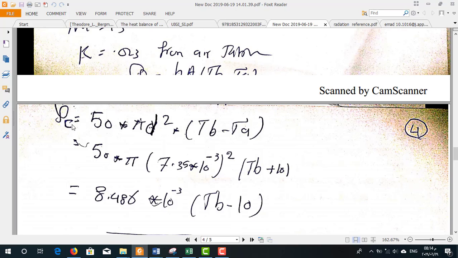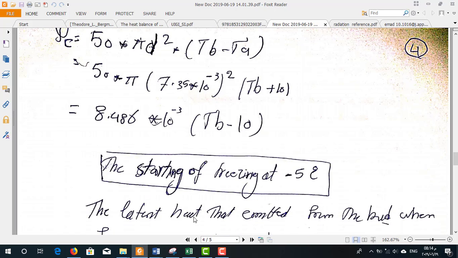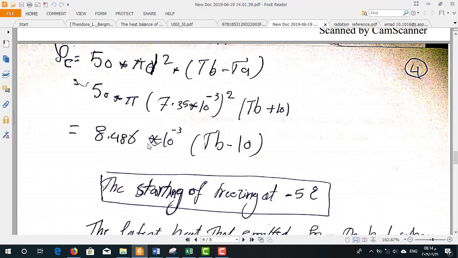Finally, we have QC equal to 50 multiplied by pi d square as the surface area, multiplied by TB minus TA. Finally, we have QC depending on the TB. After all that, we have finished studying the two types of heat transfer, radiation and convection.